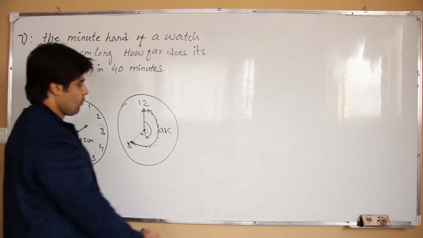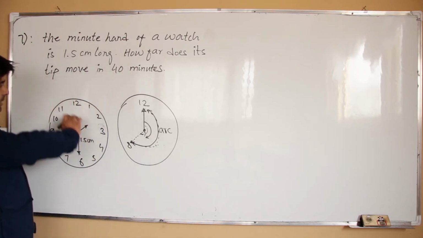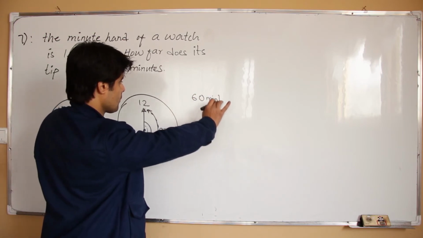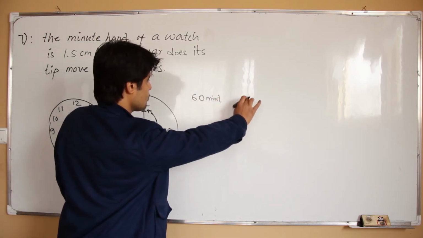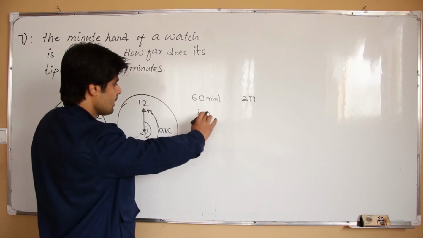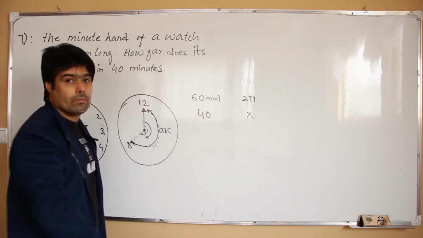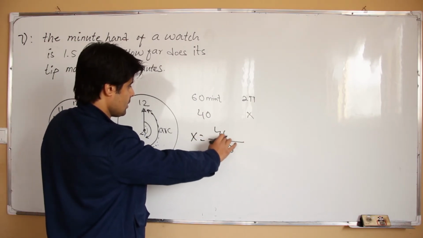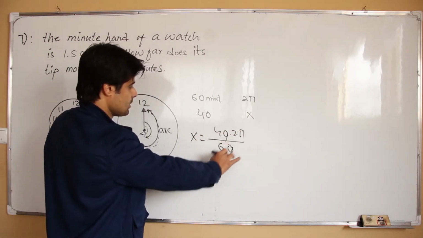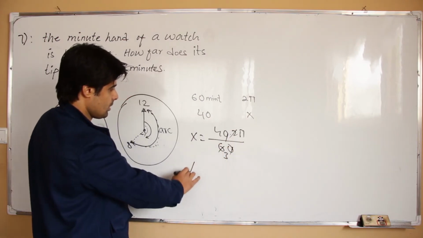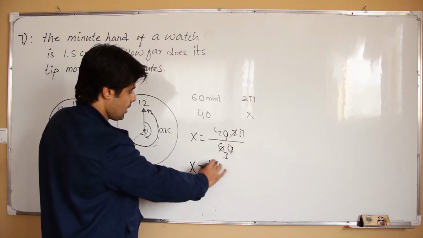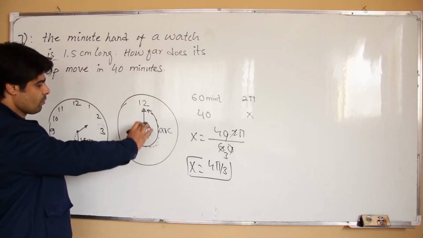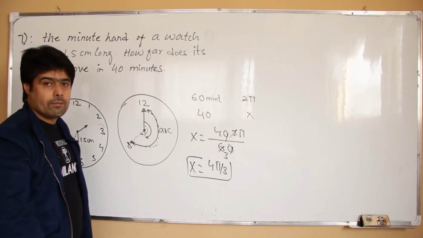You know that in 60 minutes, it revolves 2 pi radians. In 40 minutes, we don't know. Now, you can find the value of x. X is 40 times 2 pi divided by 60. This is cancelled. This is 3. X is 4 pi divided by 3. This is the angle measurement which it goes in 40 minutes.